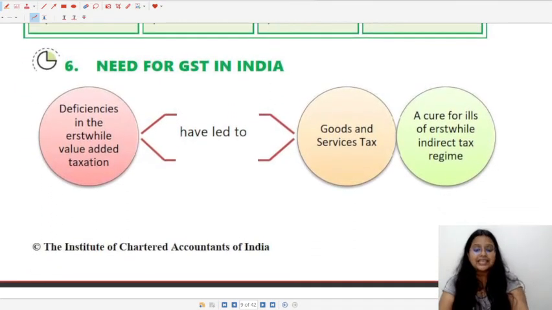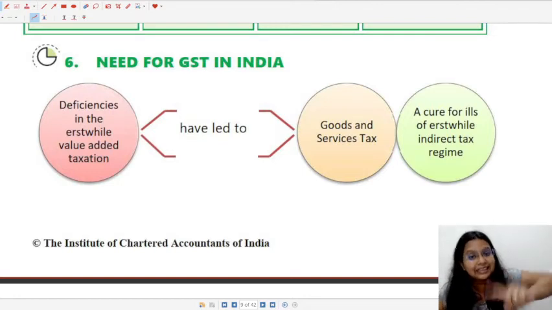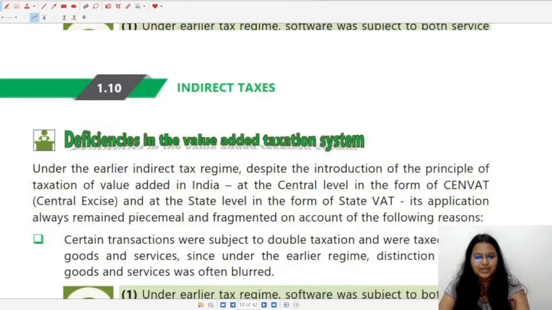What is the need for GST in India? Before starting it, I would like to ask you, what is the need for your new mobile in your hands? Ma'am, because our old mobile phones have become obsolete. So it has so many limitations, so many deficiencies. Similarly, the need for GST in India is because in the previous indirect taxation regime, there were so many deficiencies. Okay, now students, what are the deficiencies?